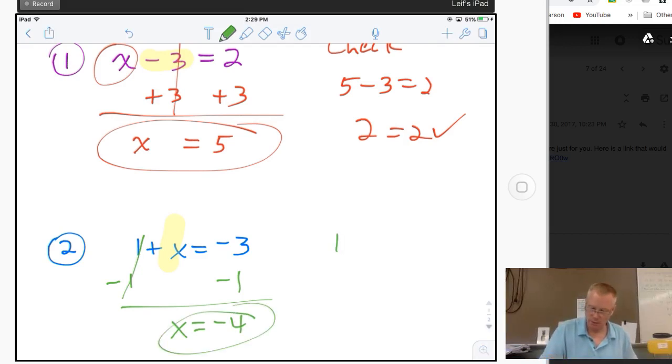You could go check it, plug it back in. You get negative 3 equals negative 3, check. Okay.